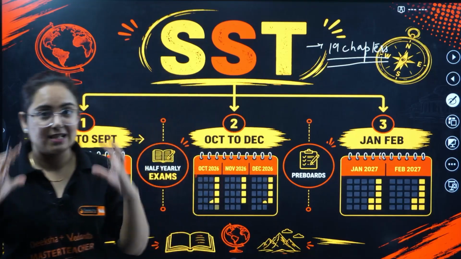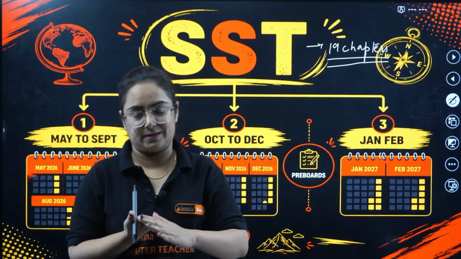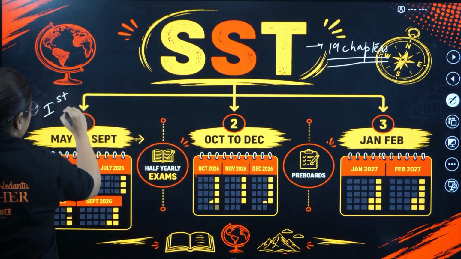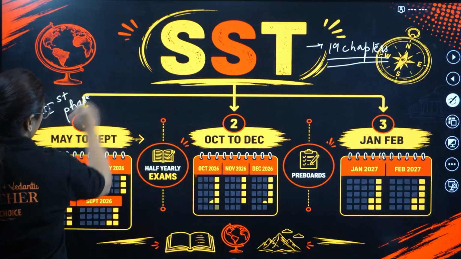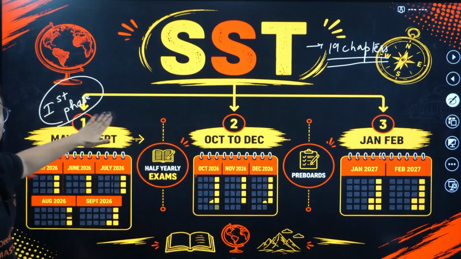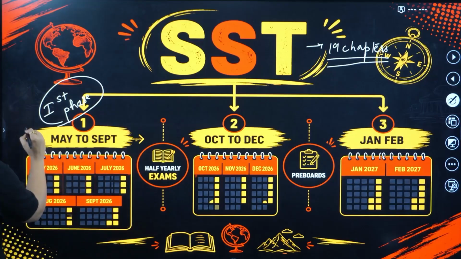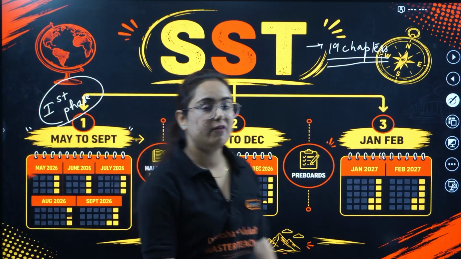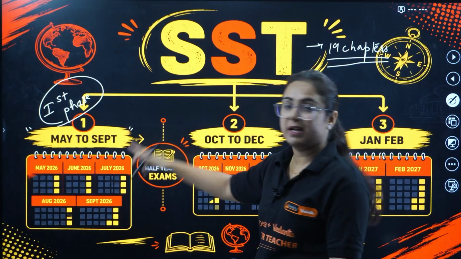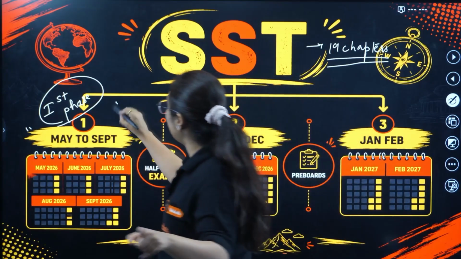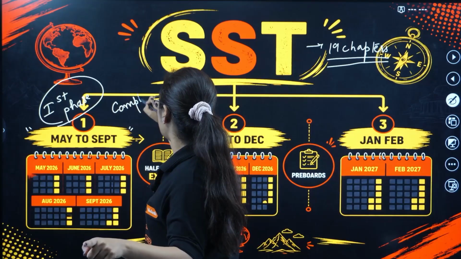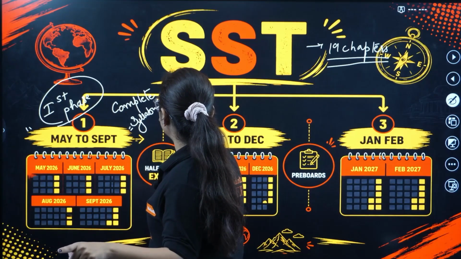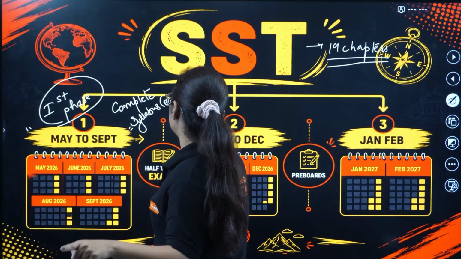Let's divide our study into 3 phases. Right? That's very, very important. This is your first phase. Let's divide your studies into 3 phases. This will be your first phase, that is May to September. Right? May to September. Beta, whenever I say that, in this May to September, try to complete your syllabus if you are a topper. Right? Try to complete your syllabus how many times? Once between this period.